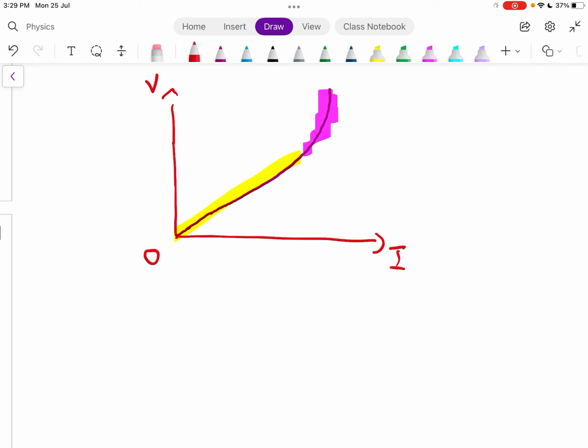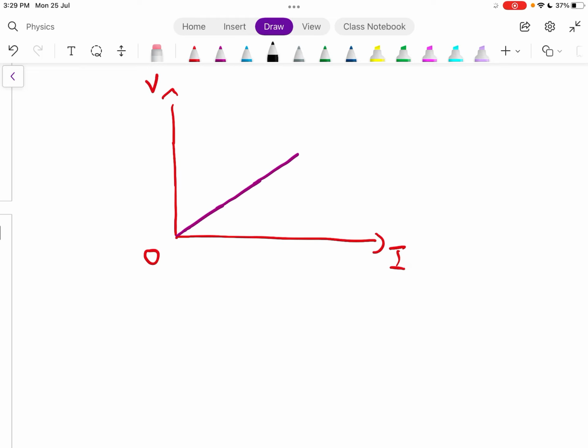So at the very start, maybe I just draw a better line. I draw a straight line first. At the very start, it obeys Ohm's law, so it means that the resistance is the same. That's why the gradient is constant. But over time, when the current keeps on flowing, the temperature increases.